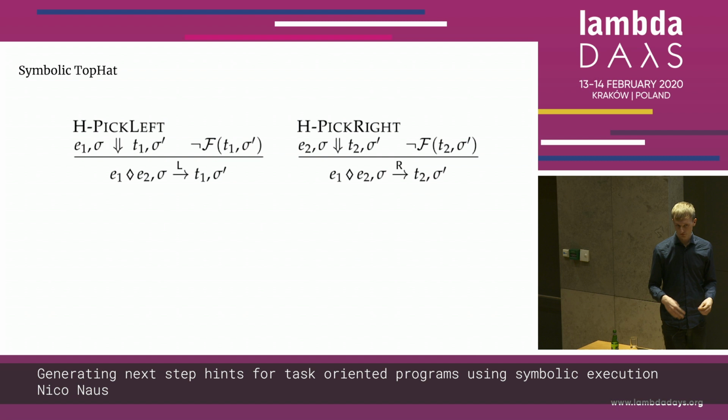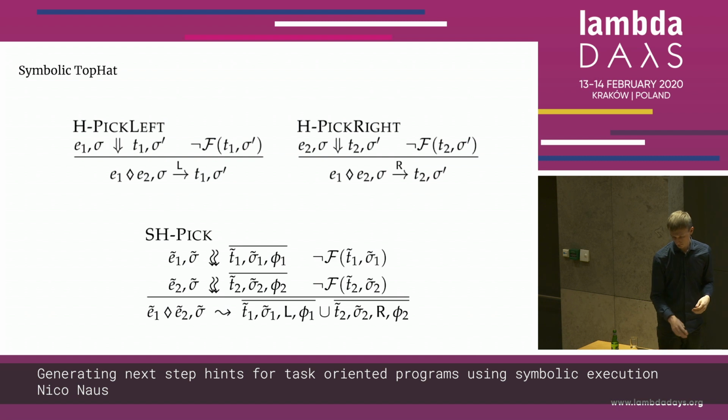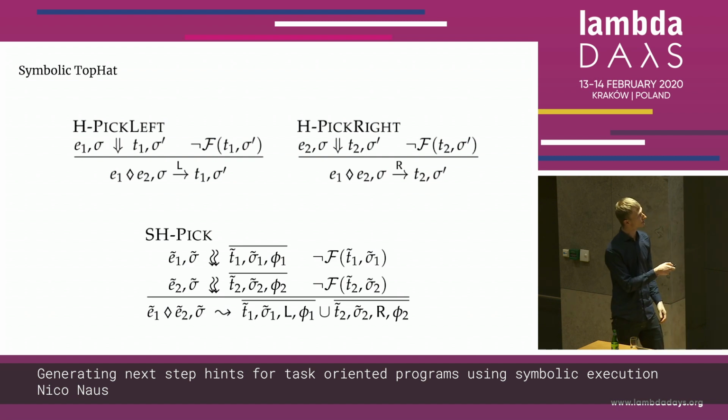And the same is true for the pick combinator, where the user can choose the left or the right task. Before we had an actual input left or an actual input right, but now we don't. So we take both, and then we record here that we saw a symbolic input L and here symbolic input R.